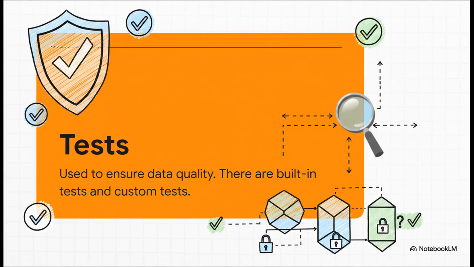With DBT, making sure your data is high quality isn't some extra step you do at the end. It's a core part of the workflow. You can make simple assertions about your data, like, hey, is this ID column always unique? Or this column should never be empty. This builds a crucial safety net around your data so you can actually trust the numbers you're reporting.